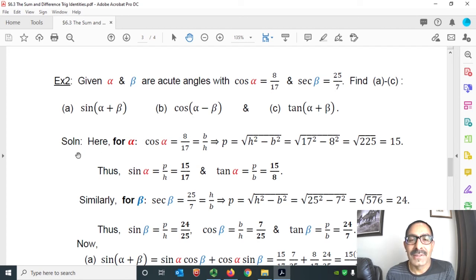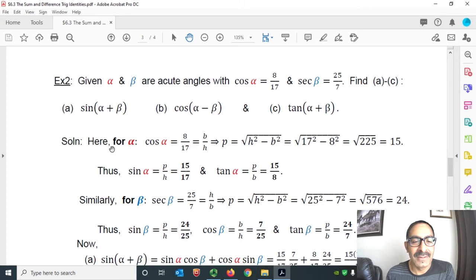So first, for the given alpha, the cosine alpha is given. Let's find the value of sine alpha and tangent alpha. Similarly, for angle beta, secant beta is given to us. So let's find the value of sine beta, cosine beta, and tangent beta. Then we can easily find the value of those trigonometric functions here.